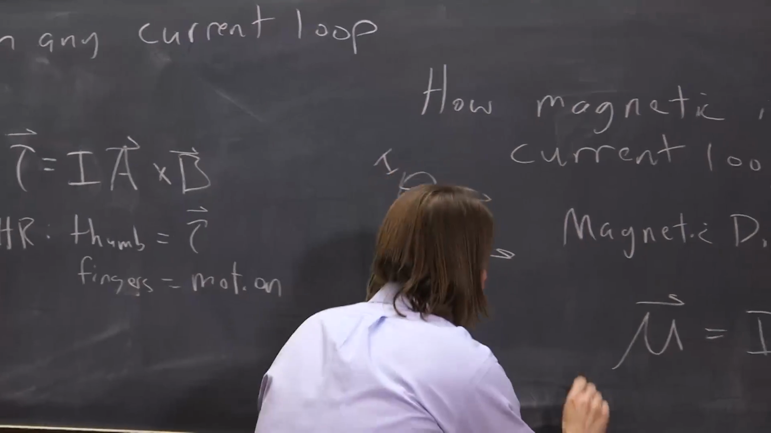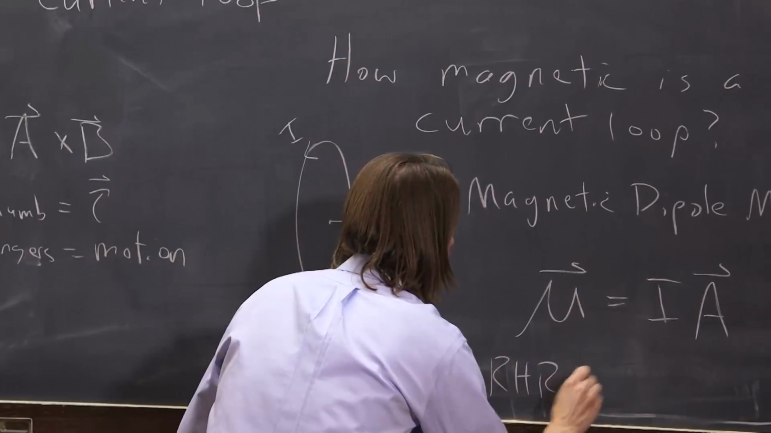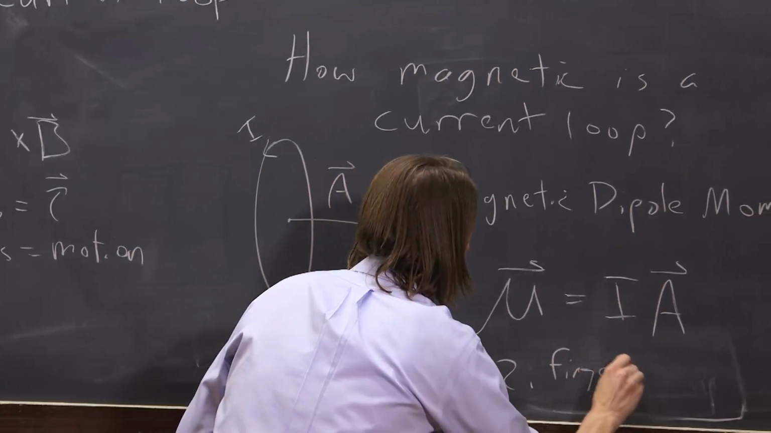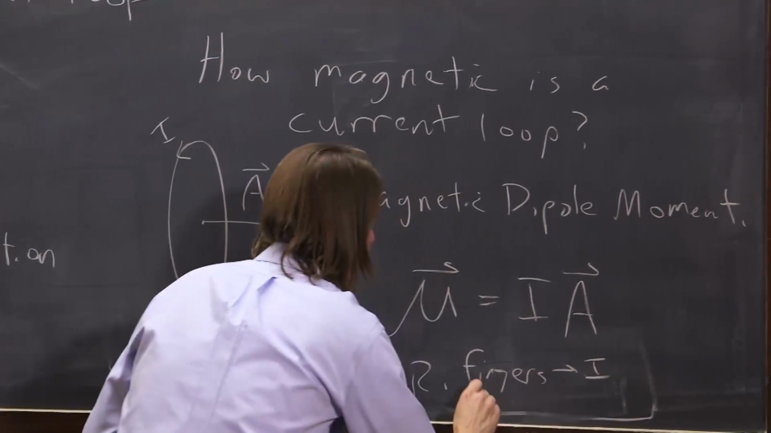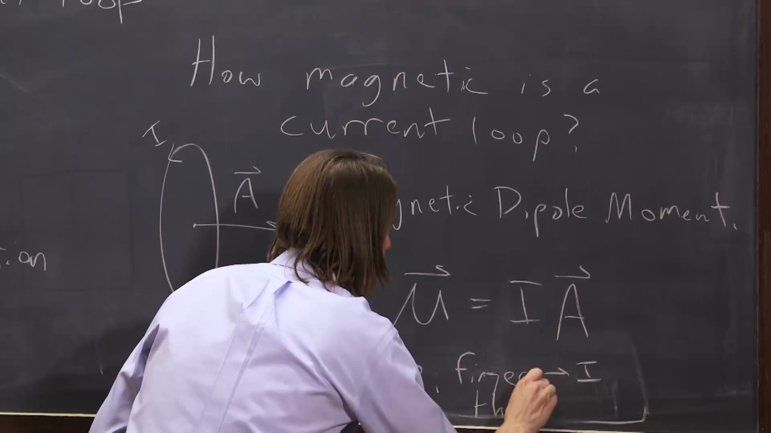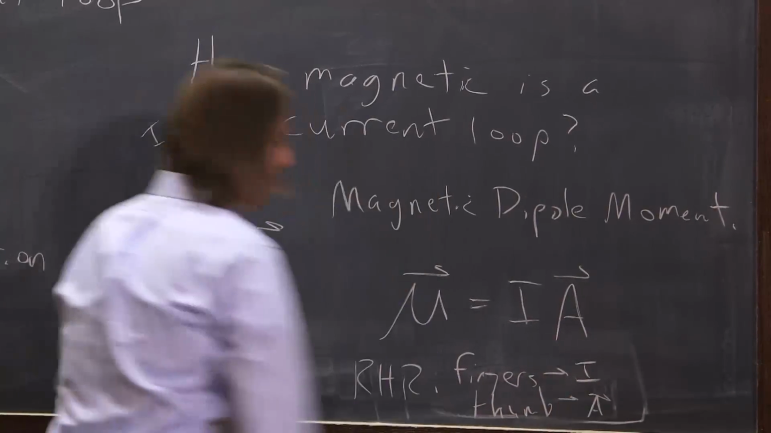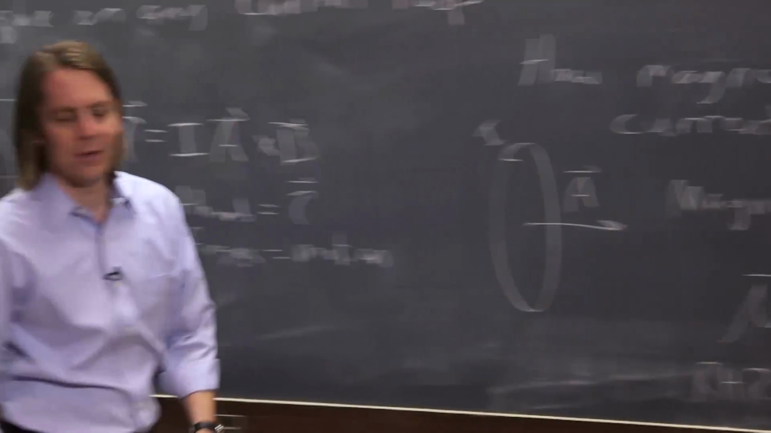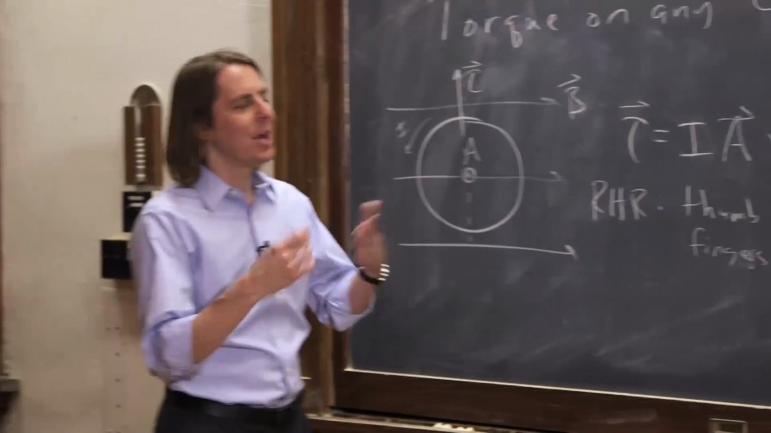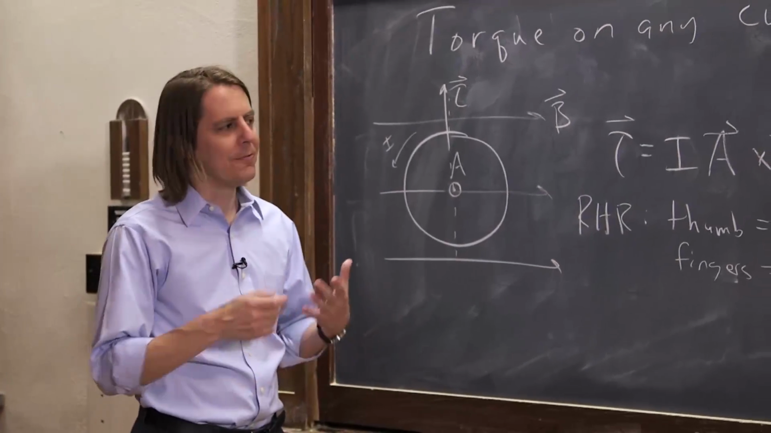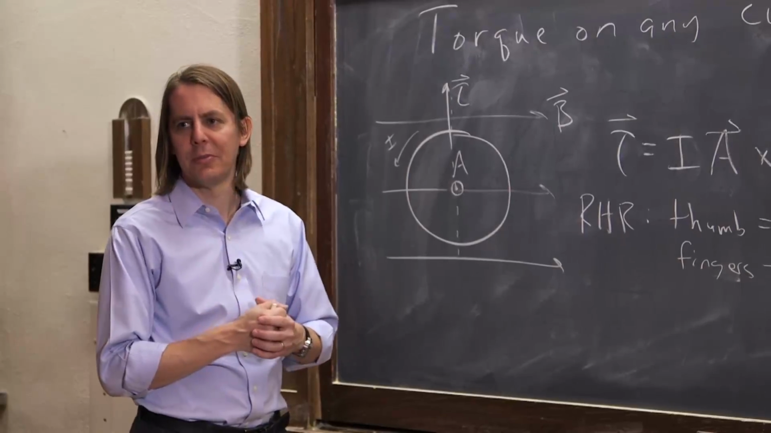So you had another right-hand rule: fingers are I, thumb is A. A little hard to read. But the magnetic moment, or the magnetic dipole moment, or just the magnetic moment, is sort of the fundamental thing we use to characterize something's magnetic properties.